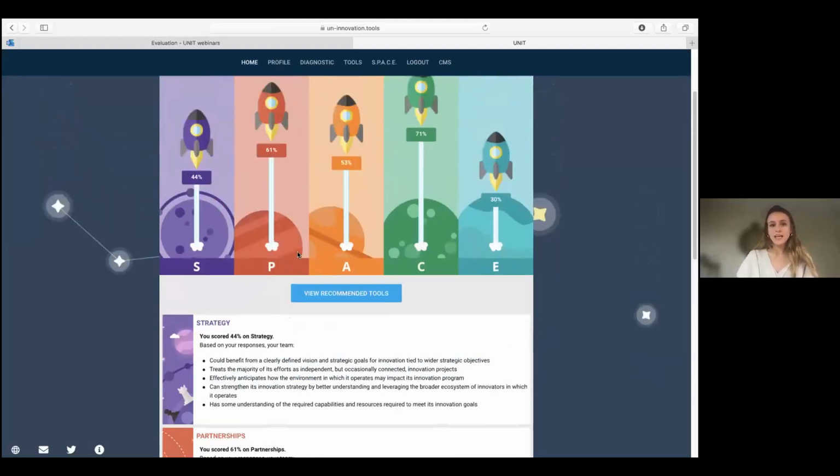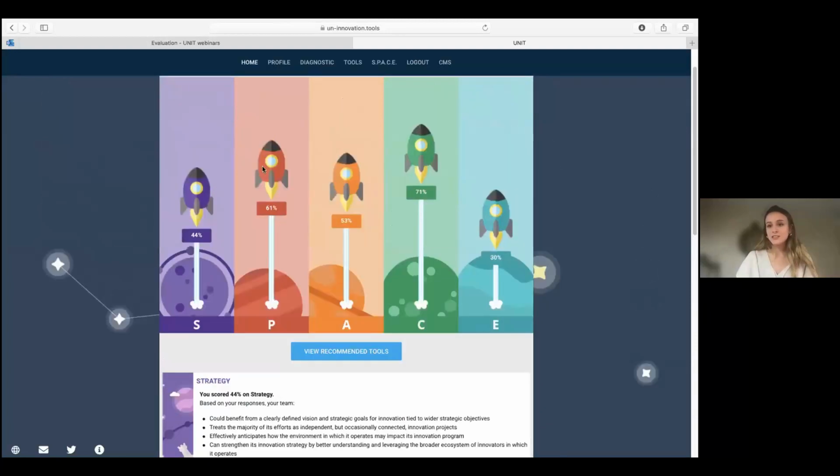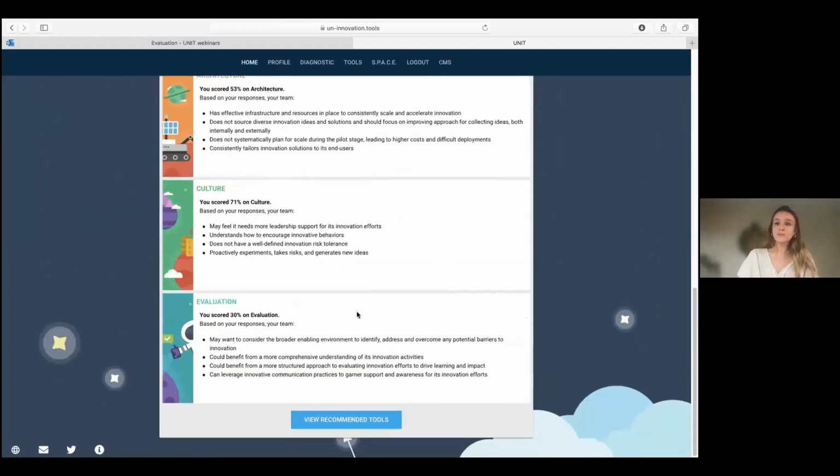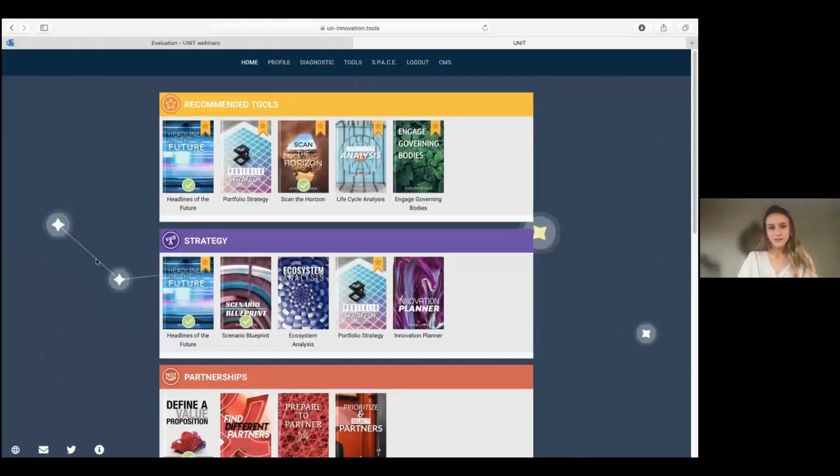For instance, my randomly answered profile is strong in the culture for innovation. However, I would need to focus a bit more on my evaluation, and it's good because we are actually in the evaluation webinar today, so we will explore further the tools and the evaluation pillar for innovation. After that, you're also provided with 5 recommended tools. So as already said, you are able to start scoping interventions based on the results of your assessment.